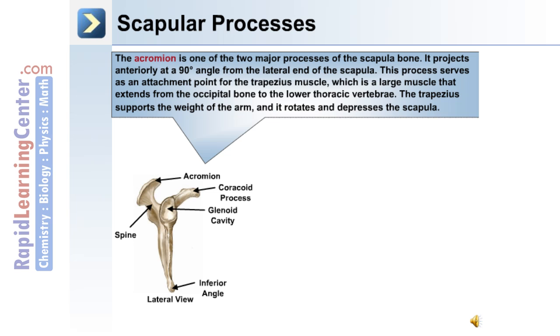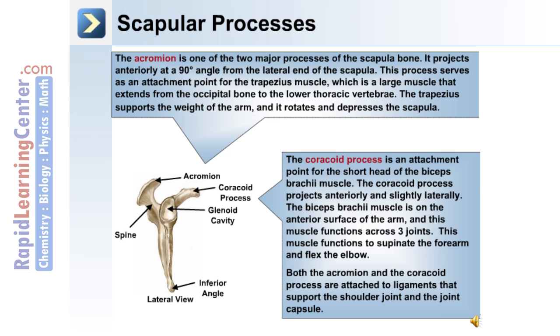The acromion is one of the two major processes of the scapula bone. It projects anteriorly at a 90-degree angle from the lateral end of the scapula. This process serves as an attachment point for the trapezius muscle, and the trapezius muscle extends from the occipital bone to the lower thoracic vertebrae. This muscle supports the weight of the arm as it rotates and depresses the scapula bone.